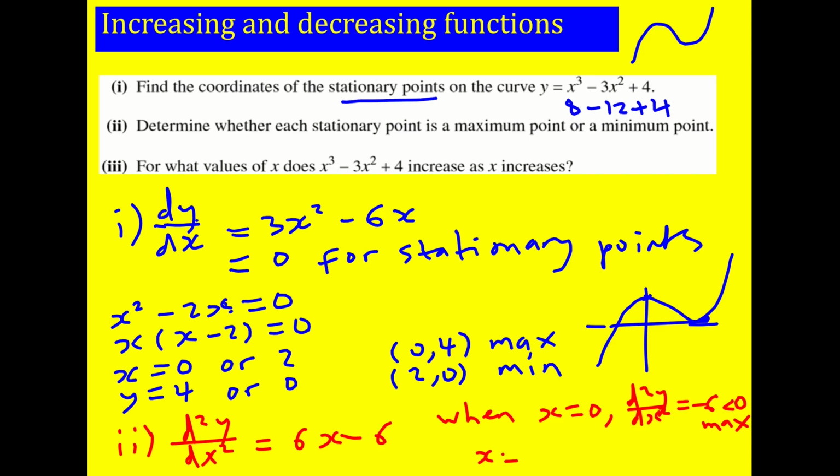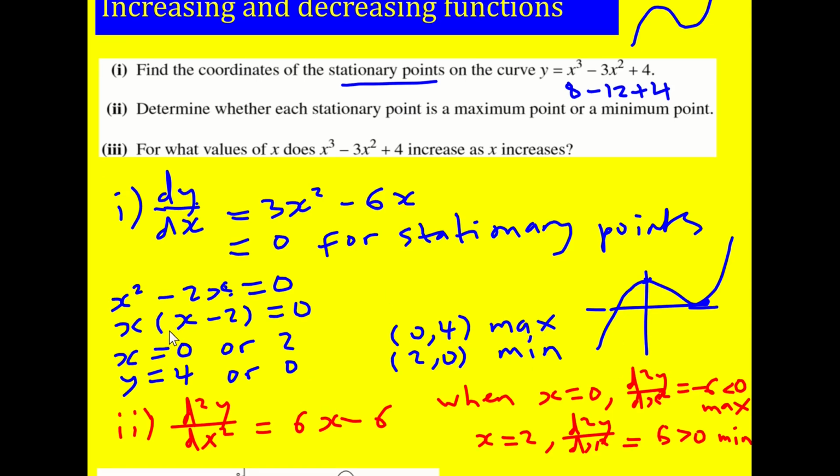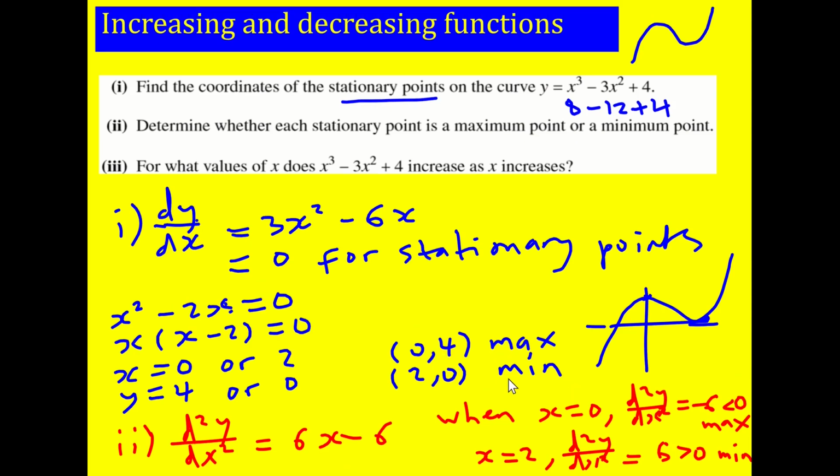And when x is equal to 2, d2y by dx squared is going to equal 6, which is greater than 0, which makes it a minimum. So that would be another way we could do this question. You could also look at the left and to the right of each point and determine it that way. Don't forget that method. I'm not going to talk about that here though.